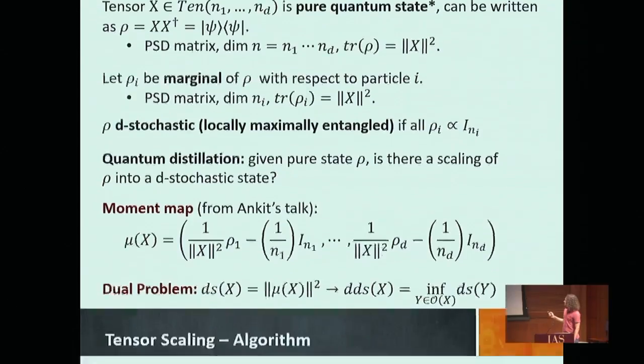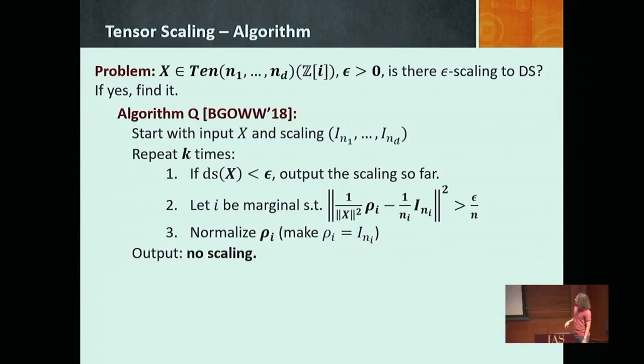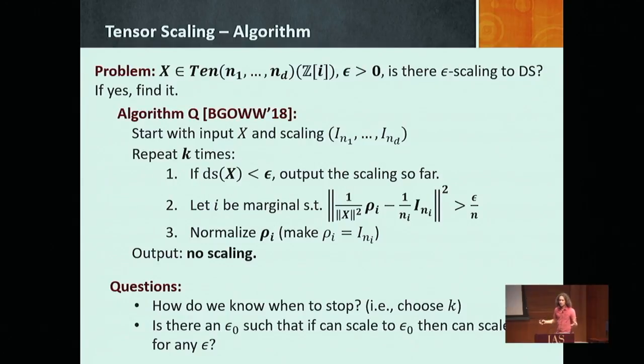So again, what is the tensor scaling algorithm? It comes with no news. I give you a tensor, a parameter epsilon, and I start with an input X and the identity scaling, and I repeat k times. If I'm close to d-stochastic, I output the scaling. Otherwise, find me a marginal which is really far from being the i-th stochastic. Then I normalize the marginal, and I keep going. I keep picking the marginal that's furthest from being identity. Otherwise, I output no scaling. So again, same algorithms, same questions. How do you know when to stop? And is there an epsilon naught such that if I can scale there, I can scale everywhere?